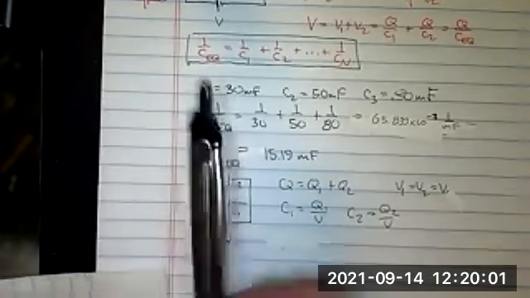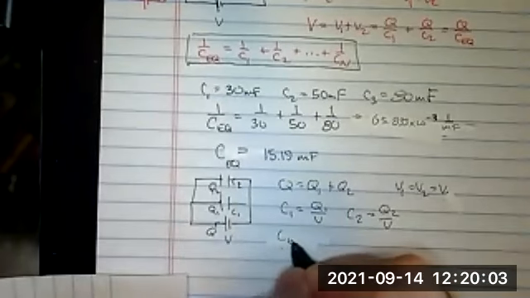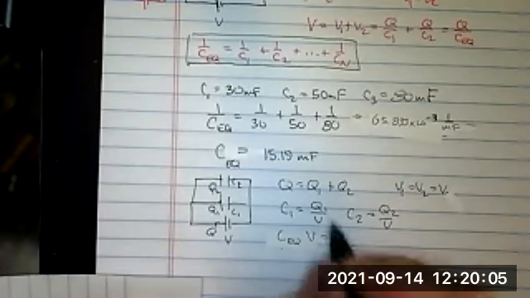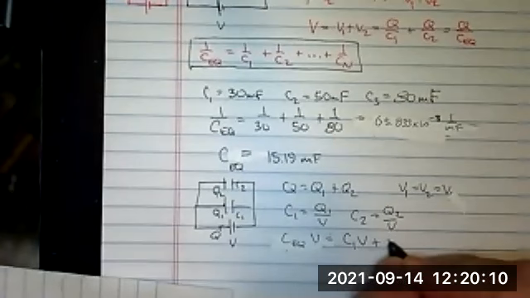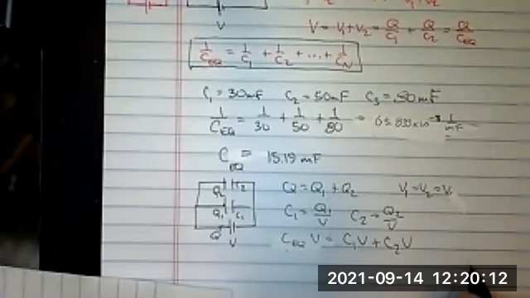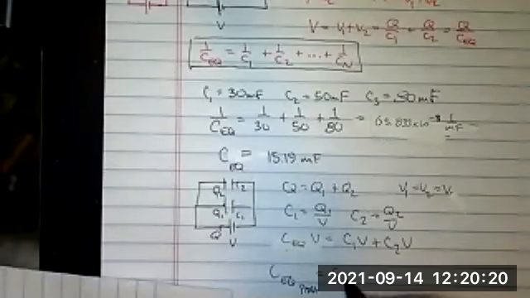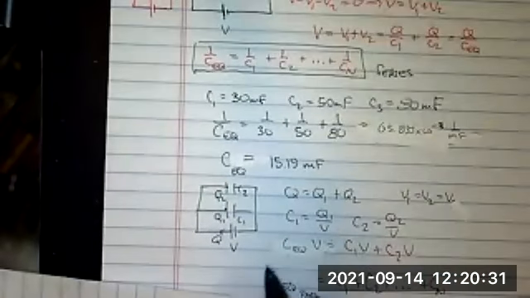I see that C equivalent times V, which is this side, is equal to C1V plus C2V. The V's cancel out, so C equivalent for parallel is equal to C1 plus C2 plus dot, dot, dot on up to Cn. This was for series, and this was for parallel.